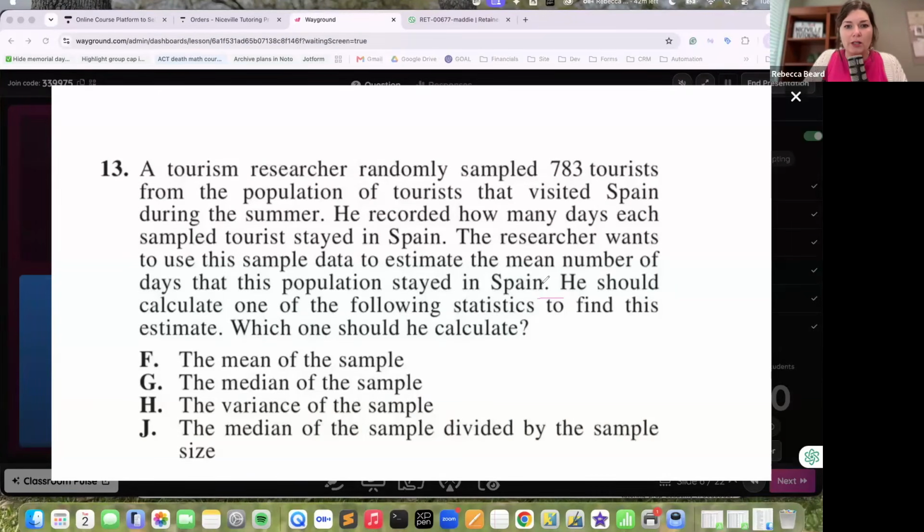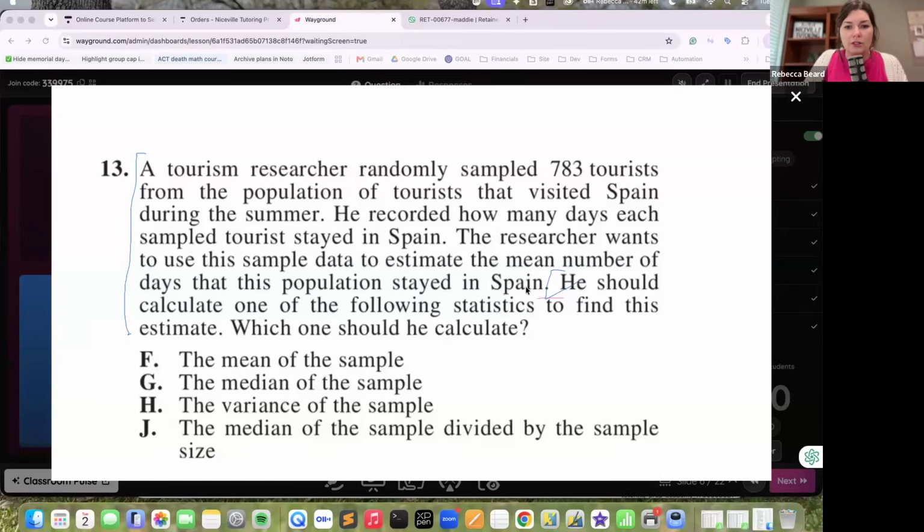So your strategy should be a couple things. One is, if it's this long, yes, they are trying to distract you. So let's kind of skim it. And I'm always focusing on the end to figure out what they are asking for. The last part of it is where I would start. He should calculate one of the following statistics to find this estimate. Which one should he calculate?